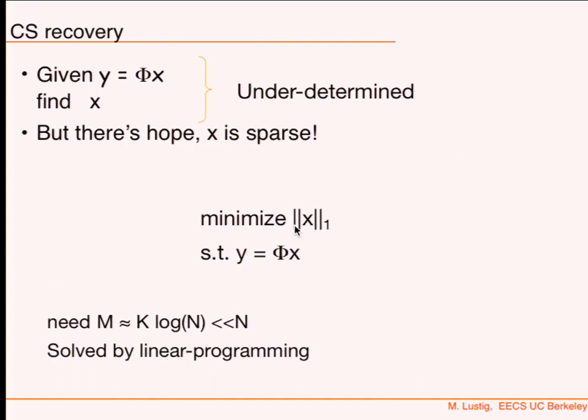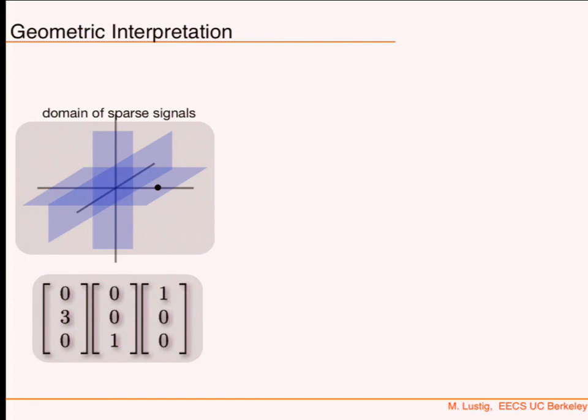Now here are some geometrical arguments of why this is the case. If we think of the domain of sparse signals in R3, what are the domains of sparse signals? That's the most sparse I can figure out, except 0. So 0, 3, 0 is sparse in R3. That means that it lies on an axis. That's basically what sparse means. It lies on an axis.